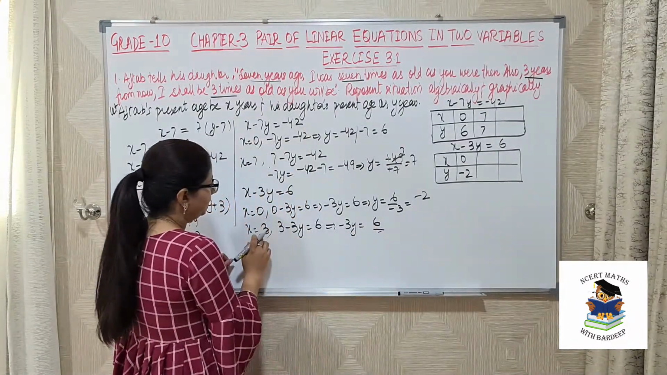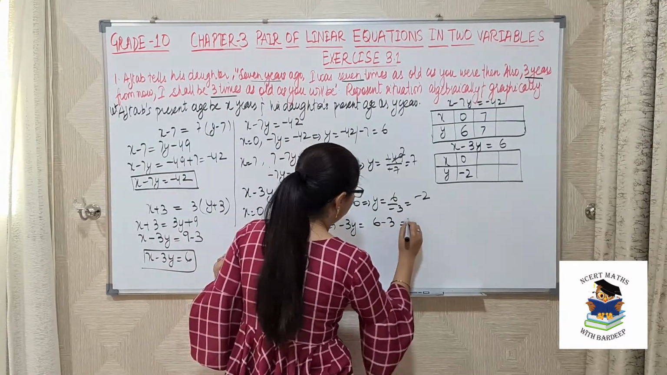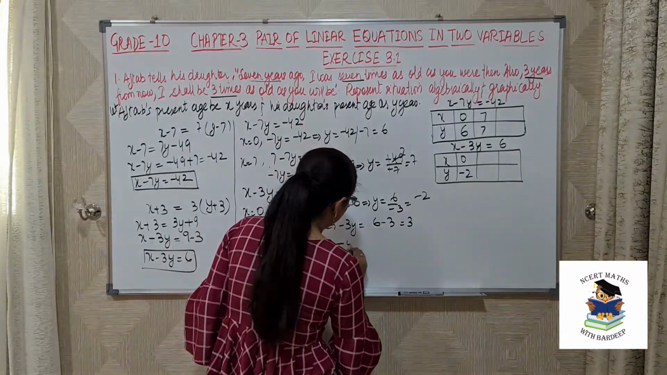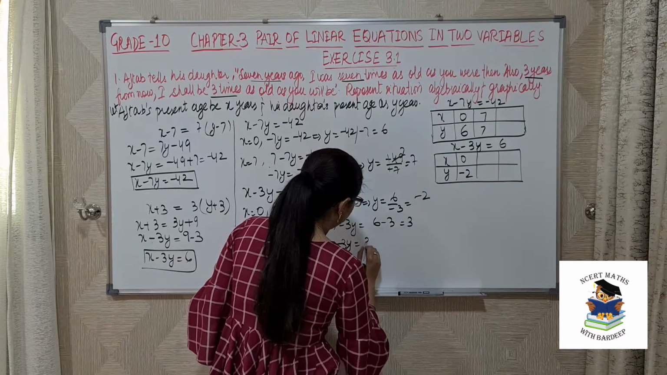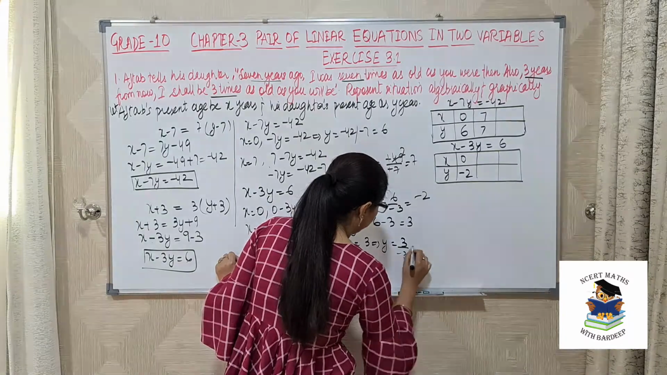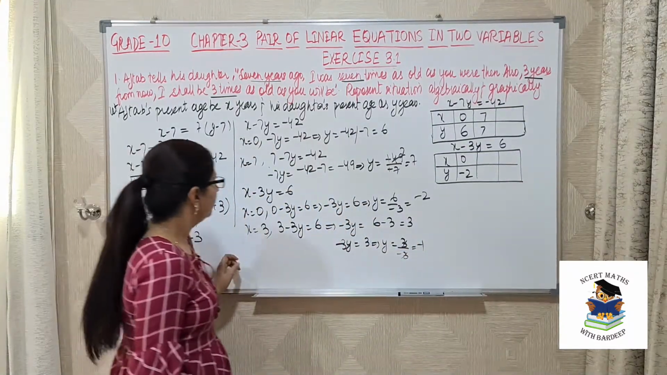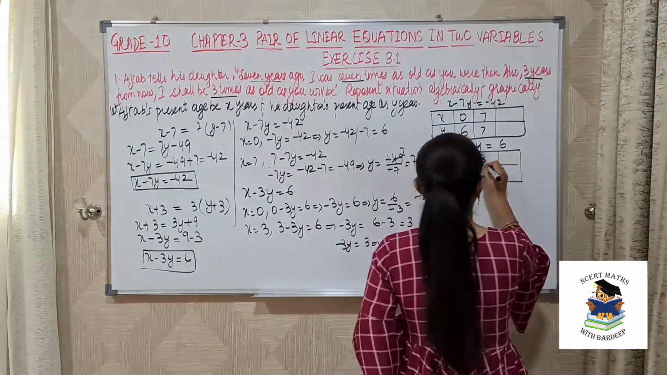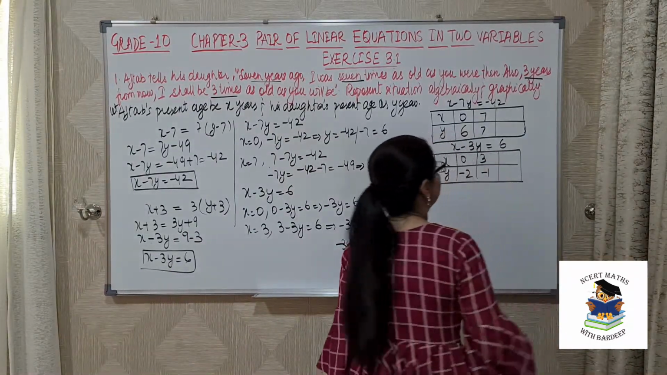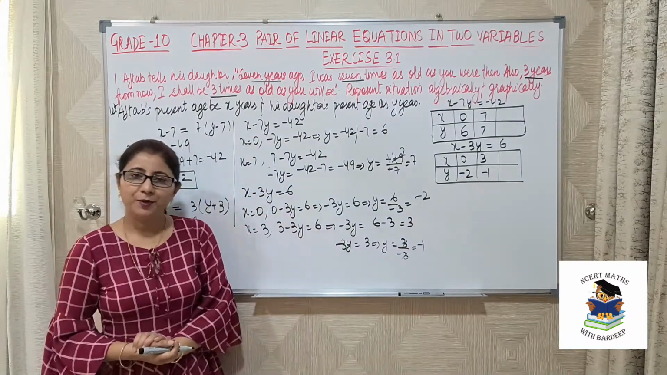Sorry. This 3 will go to the other side. This is 6 minus 3. So this is 3 only. So minus 3y equals to 3 and y is equal to 3 over minus 3. So this is equal to minus 1. Okay. So if x is 3, y is minus 1. So now tables are completed. So let's plot them on a graph.